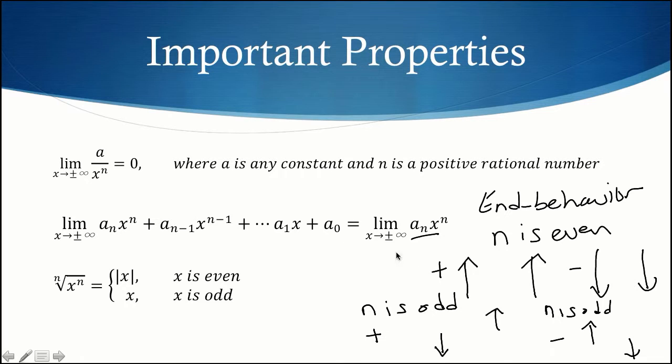So in the same way, this property helps you determine end behavior. What happens as x grows bigger and bigger on both sides? What happens to the function? How does it behave? And this is essentially end behavior.